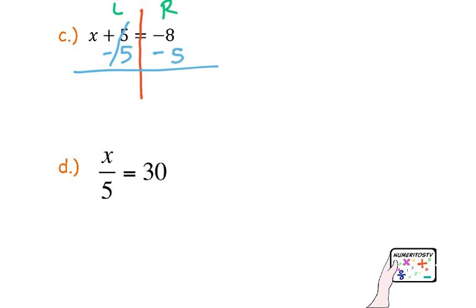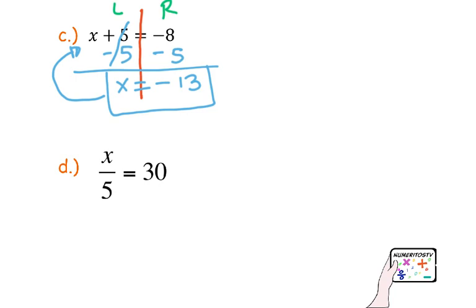So in the left side, the only thing left is my variable x equals, and then you perform the operation negative 8 minus 5. So you're adding two negatives. The answer is negative 13. A quick check. Substitute negative 13. Negative 13 plus 5 will be negative 8.